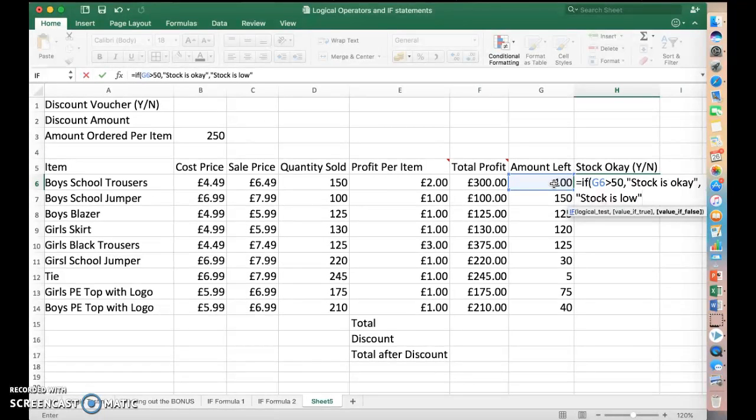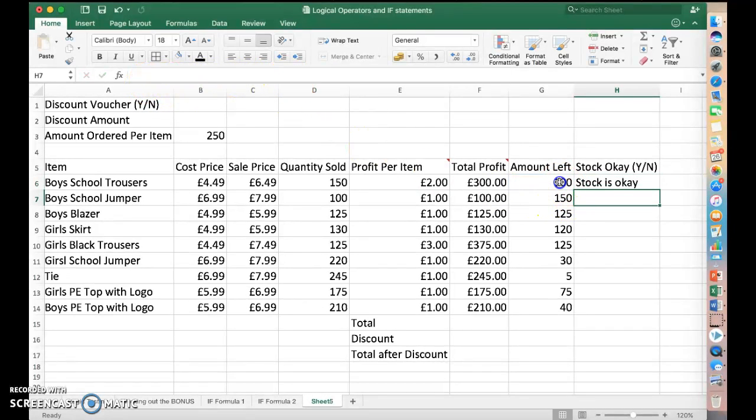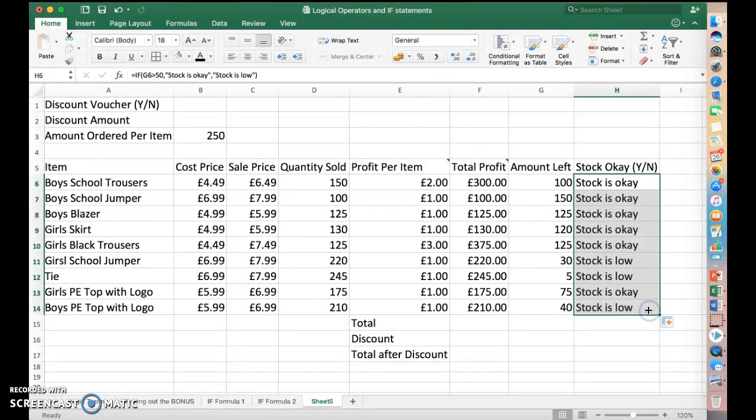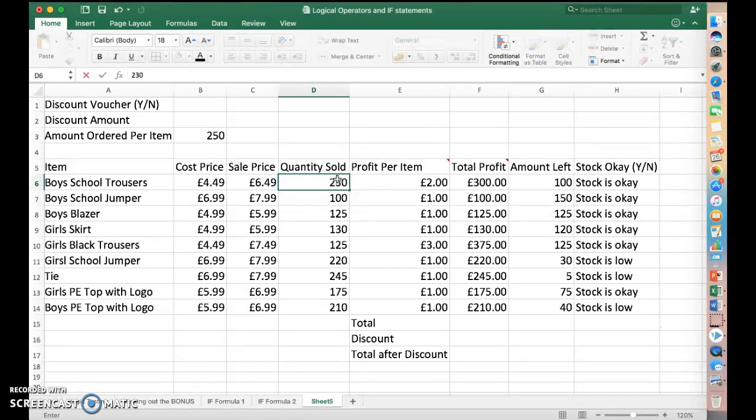Remember in the speech marks. Okay, you can see the formula going up in here as well. Push enter. Stock's okay. It is okay. It's 100. So if I drag down, hopefully the ones that are below 50, here we go, 5, 30, 40, below 50. We can test this, says stock is okay, so if we make some more sold, so if we sell, I don't know, another 80, so the 230 have sold, should update to 20, stock is now low.